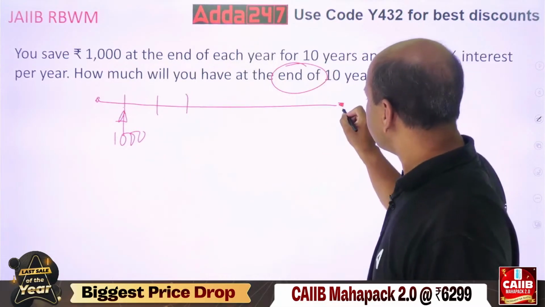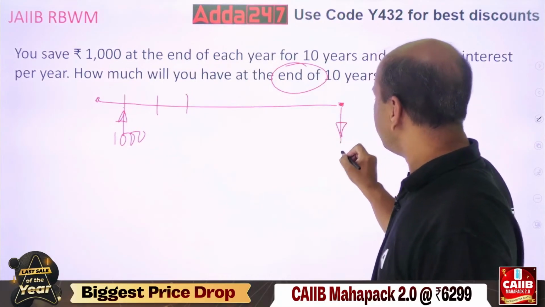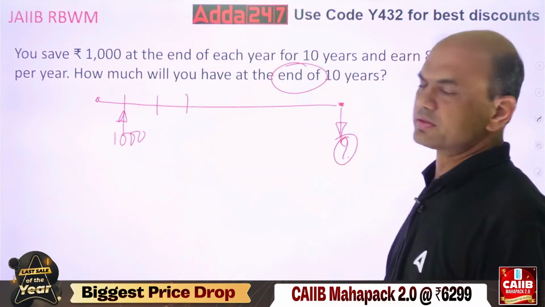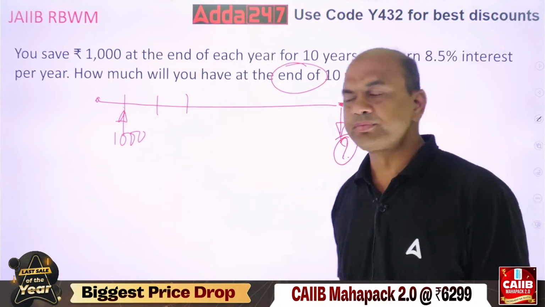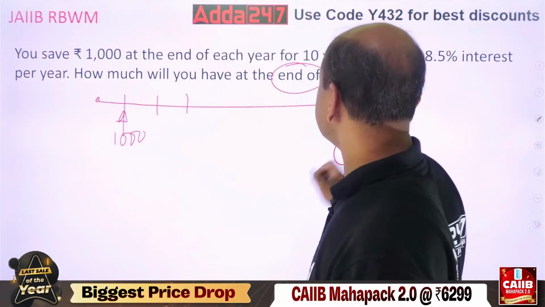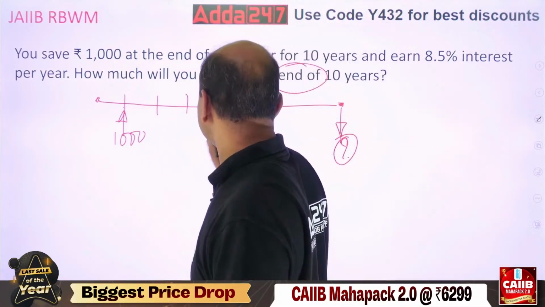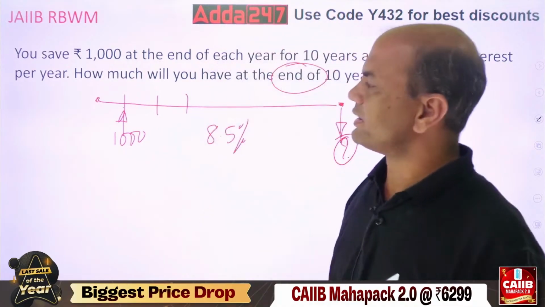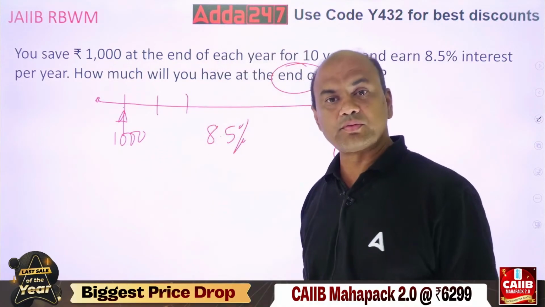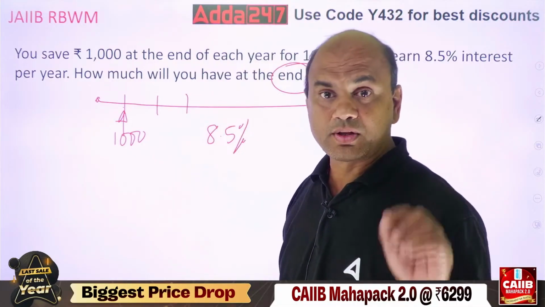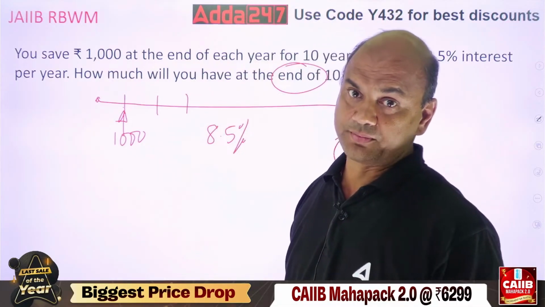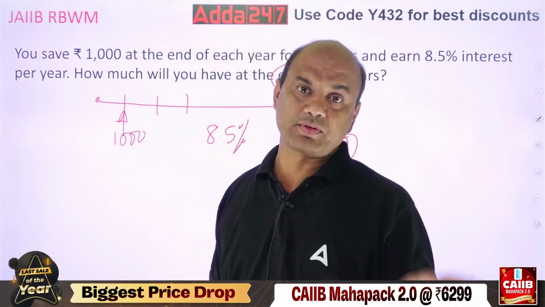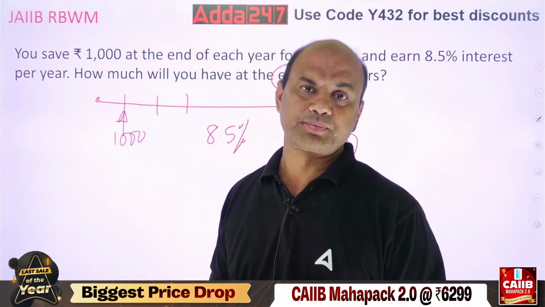Now what will I get at the end? What is my amount at the end? That is the question. ROI is given, rate of interest is 8.5%. Period is also 10 years. So now you will have to use the future value formula, not the present value. There are two formulae in annuity. One is future value, second is present value.